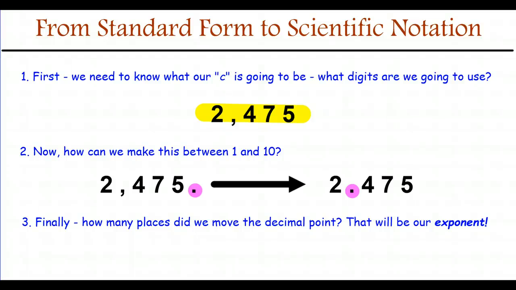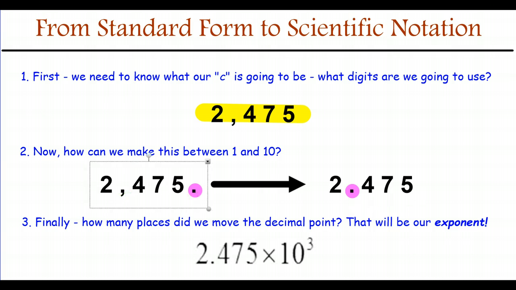And in order to do that, we think, how many decimal places do we need to move? Well, from the original standard form number, we need to move 1, 2, 3 places. So in order to move it back, we would need to go 1, 2, 3 places. And so that means that our exponent is the number of places we need to move the decimal point, or 2.475 times 10 to the third power. Let's look at 2 more examples of that, and then we'll set you off with some problems to do on your own.